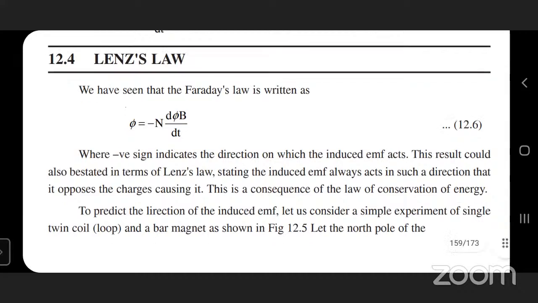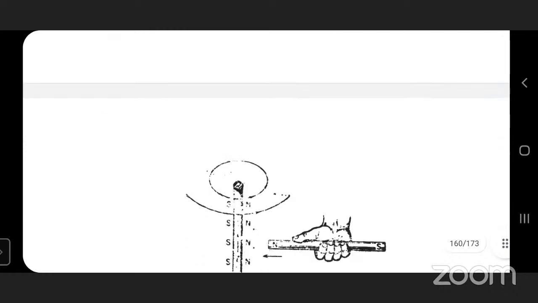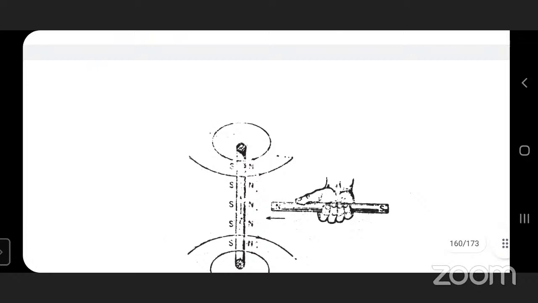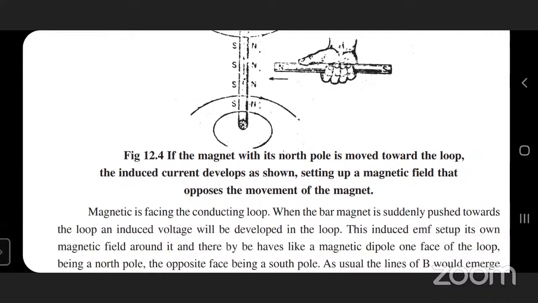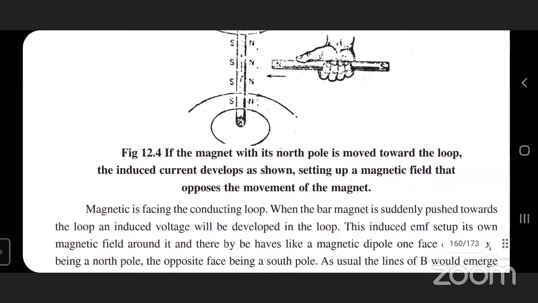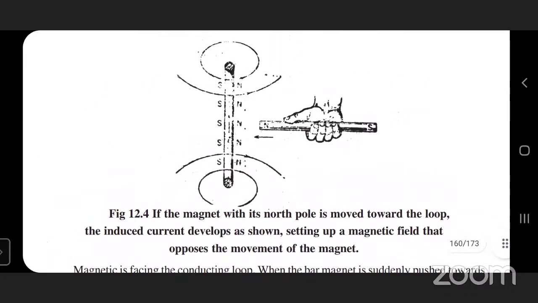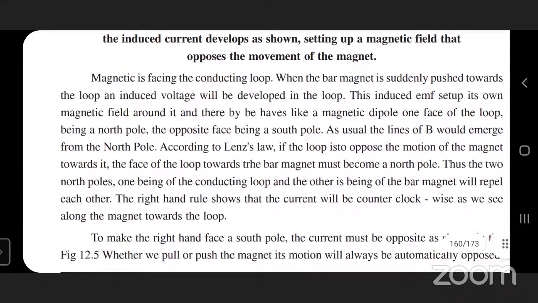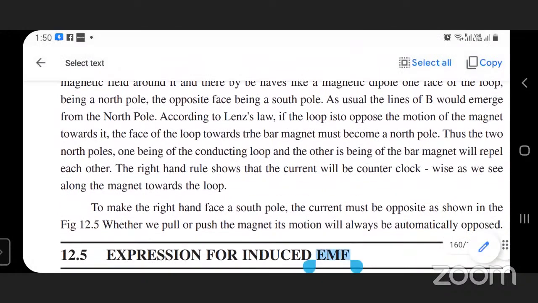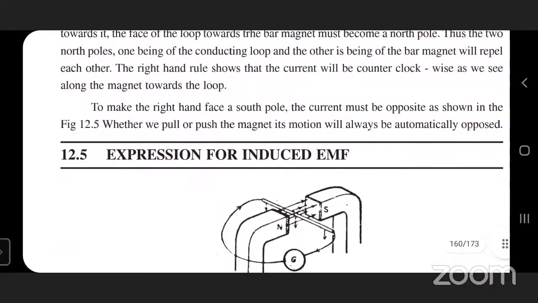Consider a simple experiment with a single coil and a bar magnet. Let the north pole of the bar magnet be suddenly pushed towards the loop. An induced EMF, or voltage, develops in the loop, and the induced current sets up its own magnetic field around it, thereby behaving like a magnetic dipole, one face being a north pole and the opposite face being a south pole. You can write it down. From this experiment you conclude that, by the right hand rule, the face is a south pole and the current must be in the opposite direction.